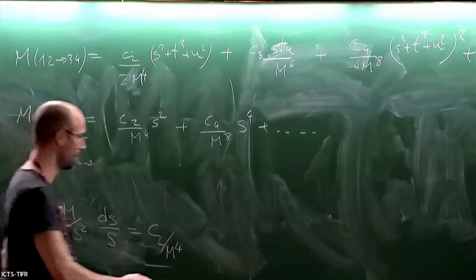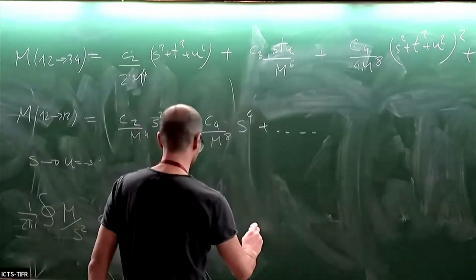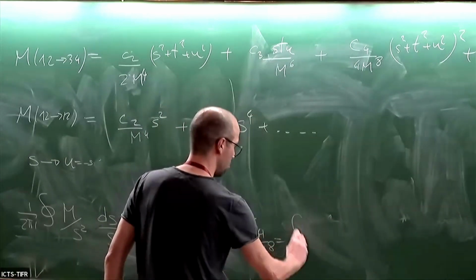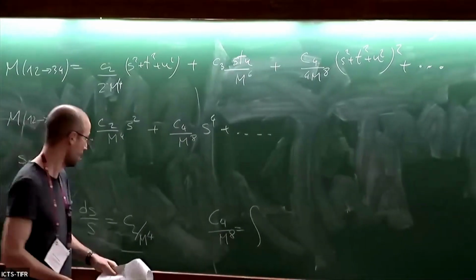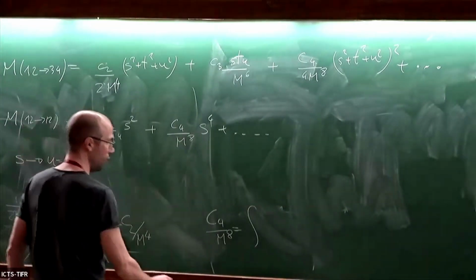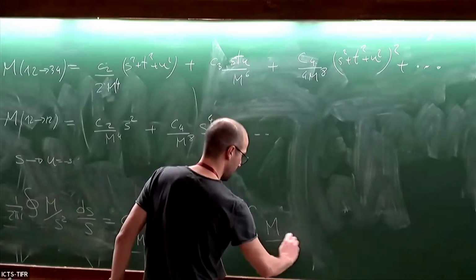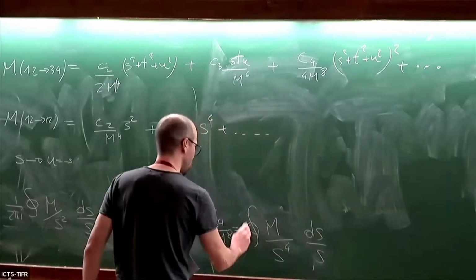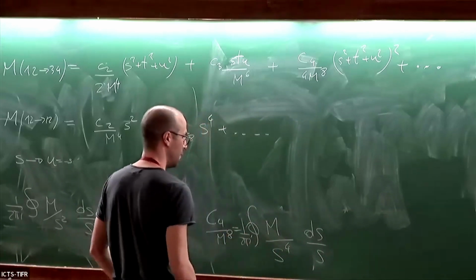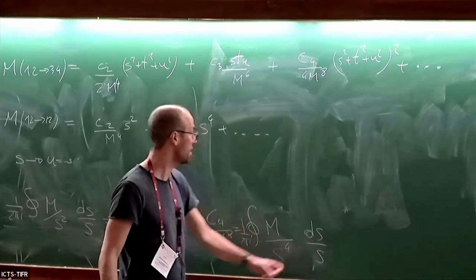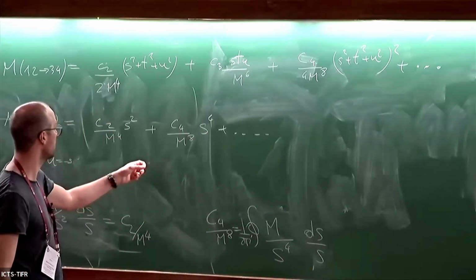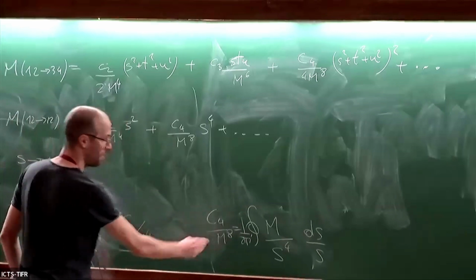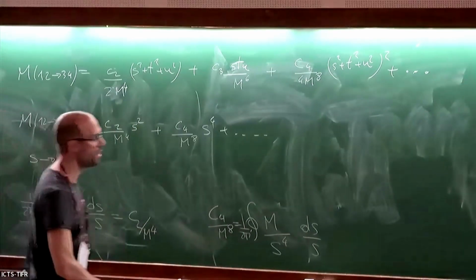What about, for example, C4? C4 over m to the 8. What is it going to be? Yeah, exactly. So now I divide by s to the 4th. I integrate ds over s around the origin. Right? This picks this residue here. So we get C4 over m to the 8. So all of these terms can be picked in this way.